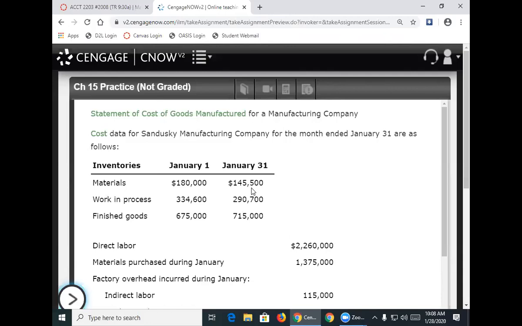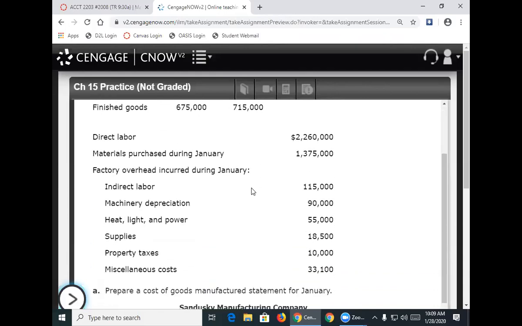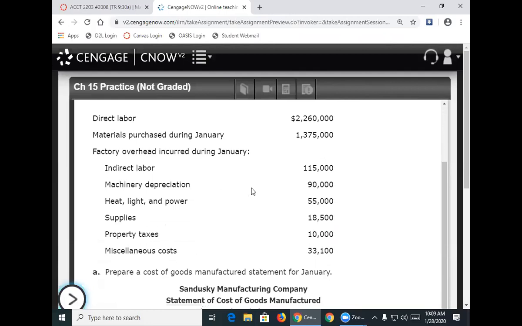Then, in order to do my statement of cost of goods manufactured, I need to know my production costs: materials, labor, and total factory overhead. Well, they've given me labor, yay. And they've given me all our factory overhead. They just haven't added it up, so we'll have to add that up, but they at least give it to us. We're going to put it in one by one, so we'll add that up in a minute. Let's go ahead and look at calculating materials.